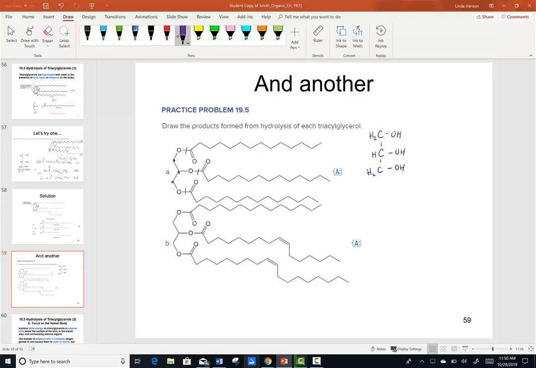And when you break the ester linkage, this is carbon 1. 1, 2, 3, 4, 5, 6, 7, 8, 9, 10, 11, 12, 13, 14 carbons will be drawn.